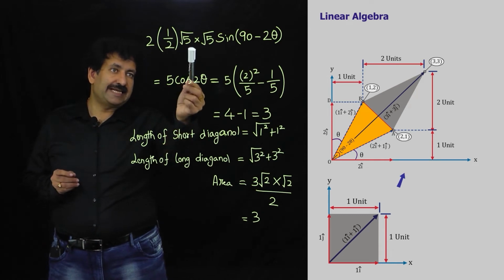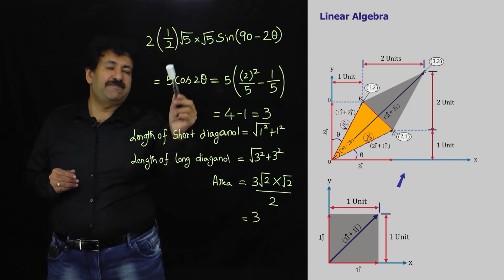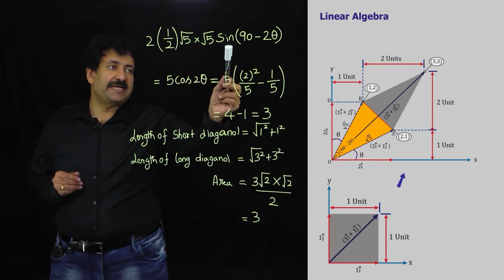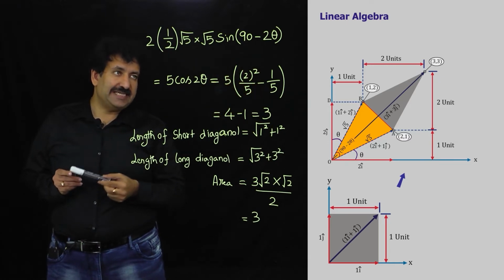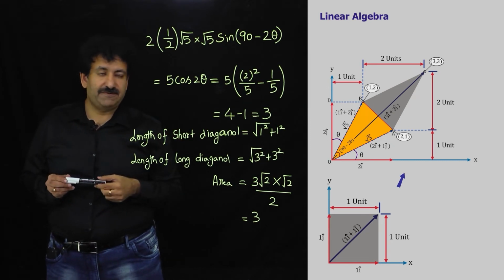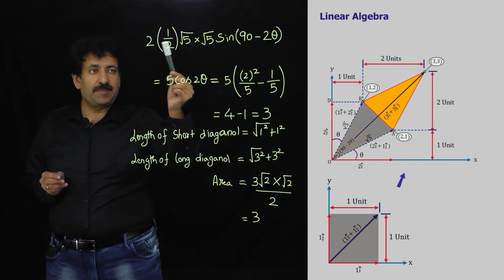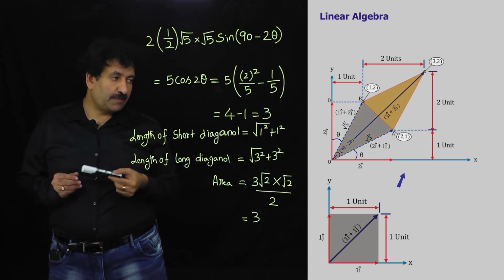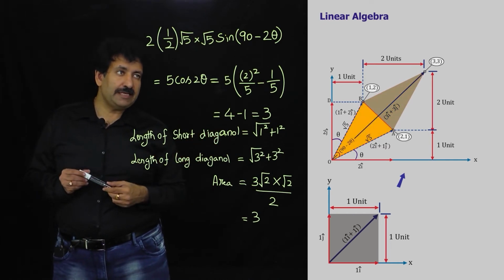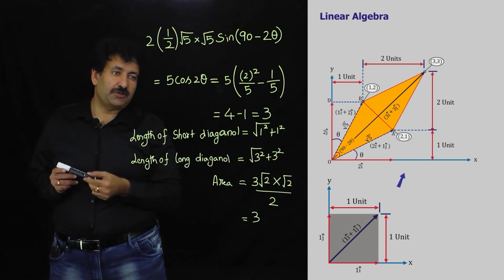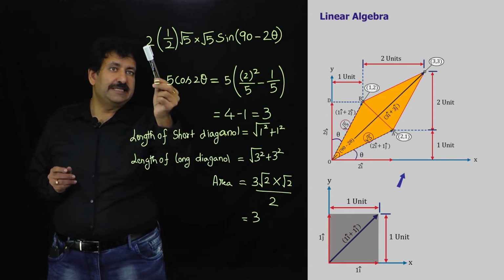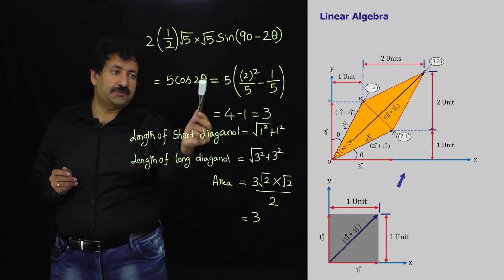So since each side is equal to root 5, the area of the triangle is half into the product of those two sides multiplied by sine of the angle between those two sides, which is 90 minus 2 theta. Of course, this is from the elementary formula for the area of a triangle. When I double this, I will get the area of the rhombus, because the rhombus can be split into two identical triangles, you can see in the figure. Now sine of 90 minus 2 theta is nothing but cos 2 theta, and root 5 into root 5 is 5. This 2 would get eliminated, 5 cos 2 theta.